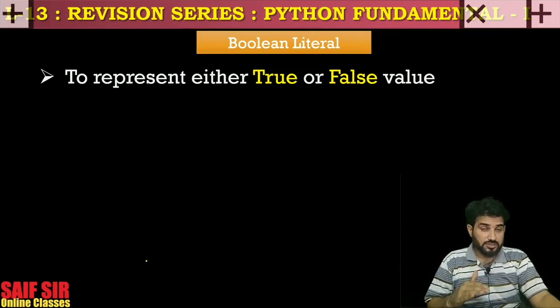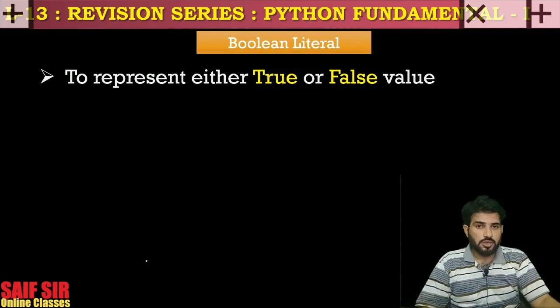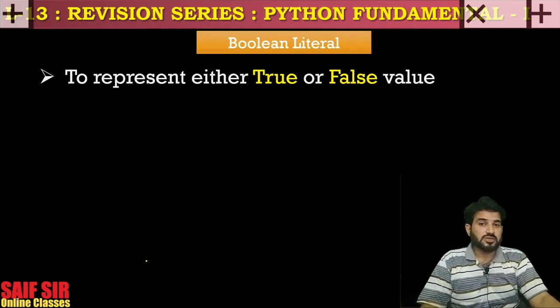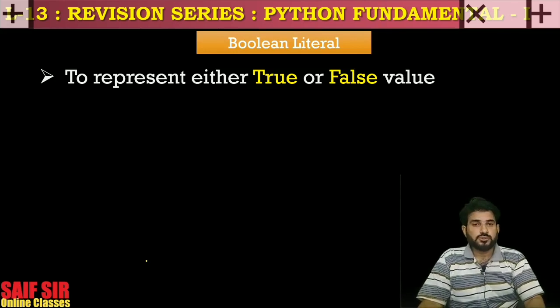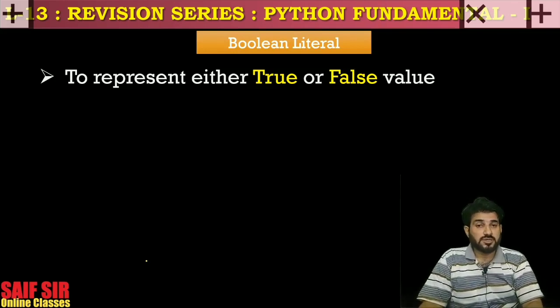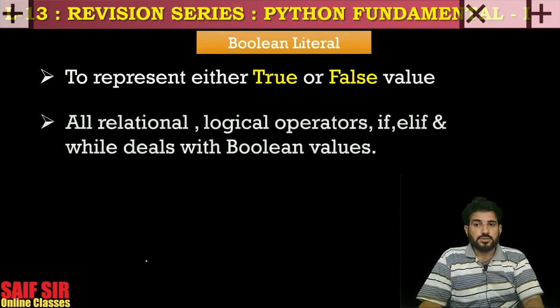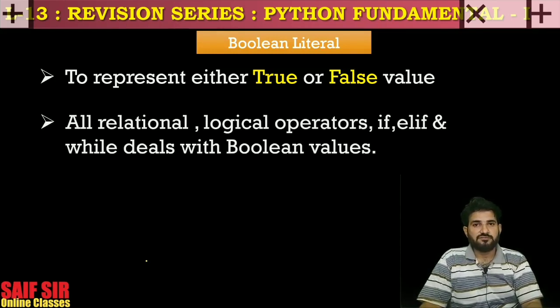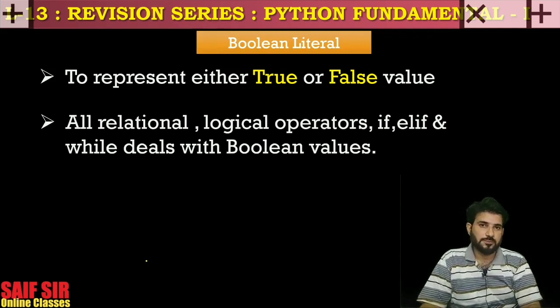This particular literal is very close to the integer literal, because internally Boolean values are treated as integers. So true stands for 1 and false stands for 0. And all the relational operators, logical operators, if, elif, while are dealing with Boolean values only.